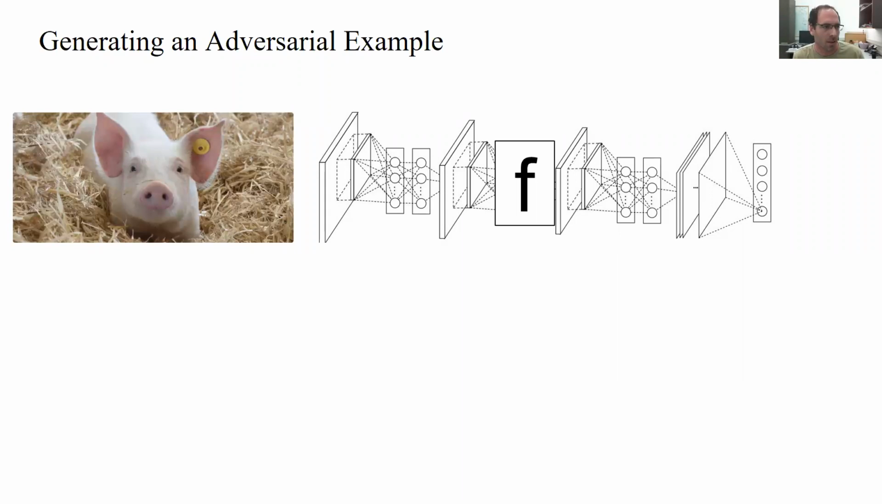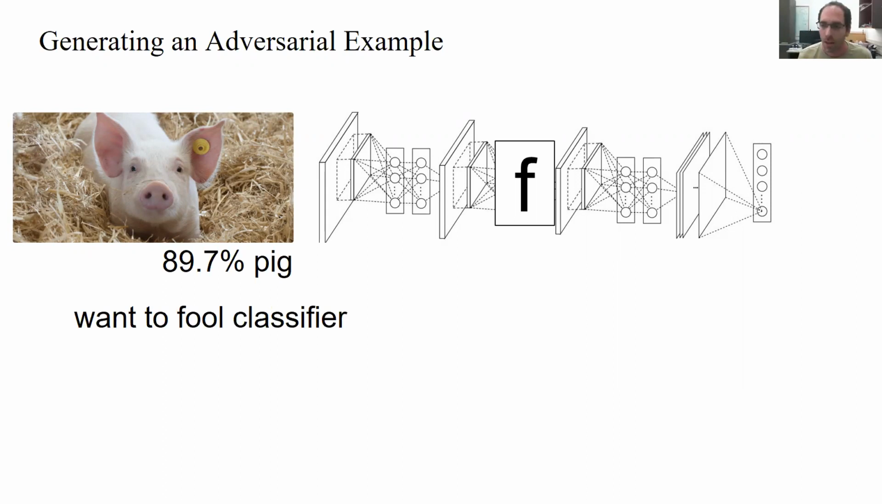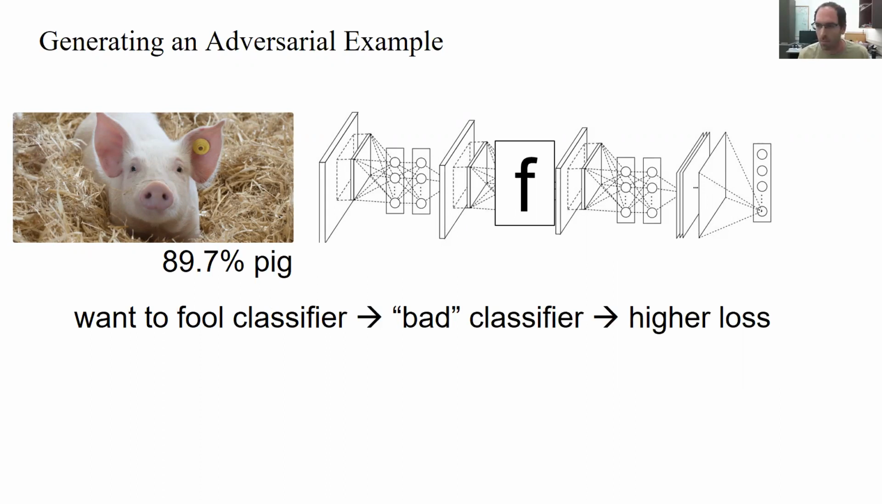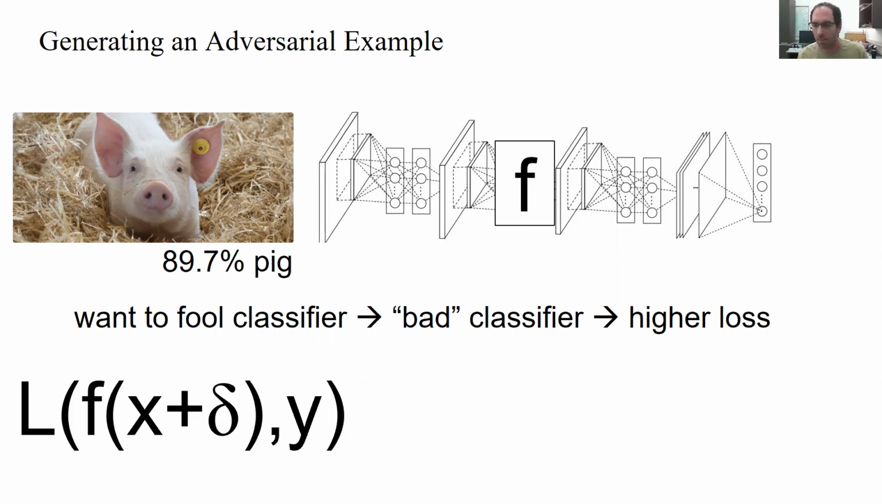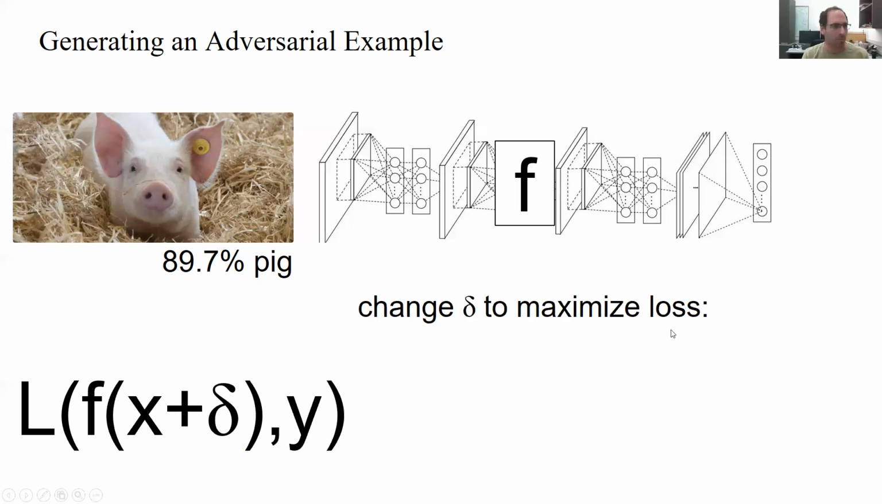And let's see another example of another pig I downloaded. I hope you like pigs. For this pig, ResNet-50 told me that there is a 90% chance that there is a pig in the image. And we want to fool this classifier. We want to make it think that there's something else. And remember, for a bad classifier, we can use the loss to see how bad the classifier is. So we can somehow take this loss, add this noisy image that you've seen before, and we want to tweak this delta, this addition, in order to maximize the loss, right? We want to make the classifier classify worse.